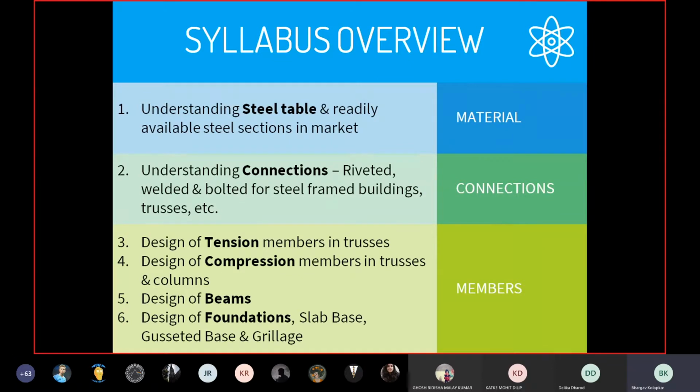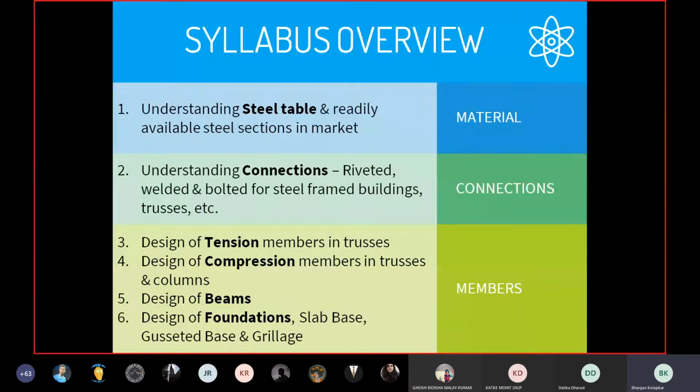Okay. Then I'll explain the third first. Then we have members. From material, we'll go to elements. As in, we'll see what are the different sections which are used for carrying, say, tension. So we'll look at tension members. What are the different sections that are used for carrying compression? So we'll look at compression members. Then we'll look at beams, and then we look at different types of foundations.